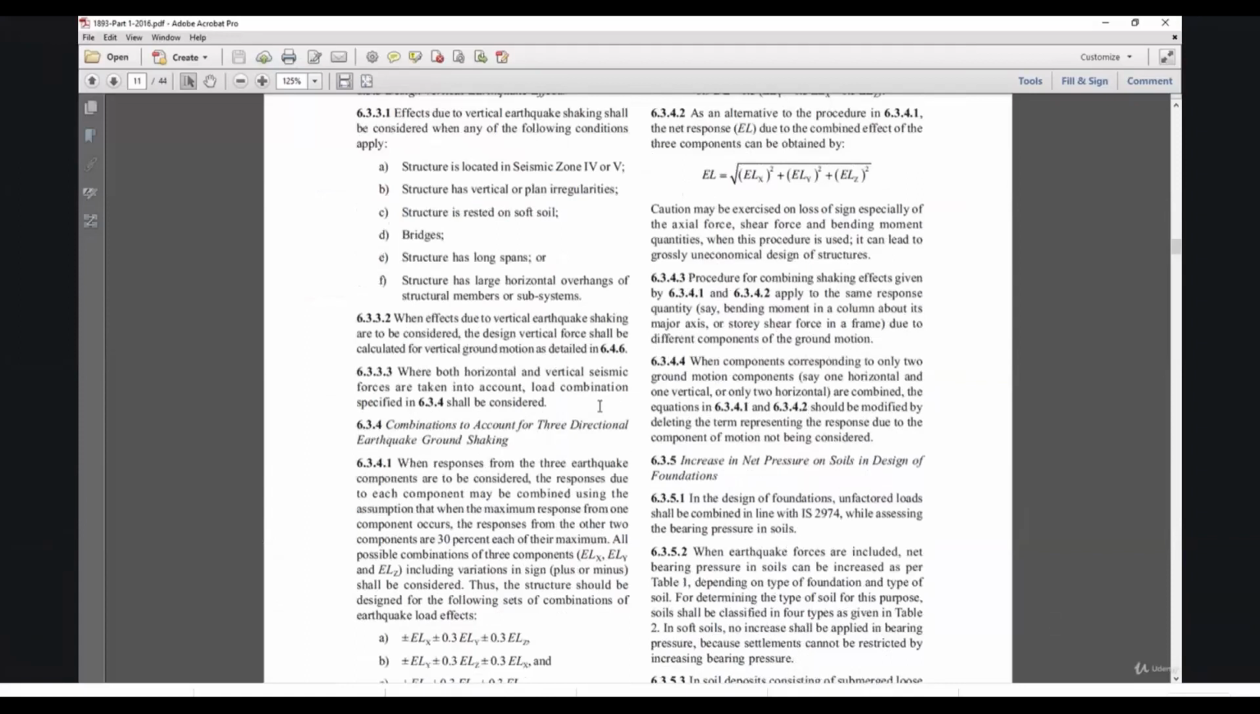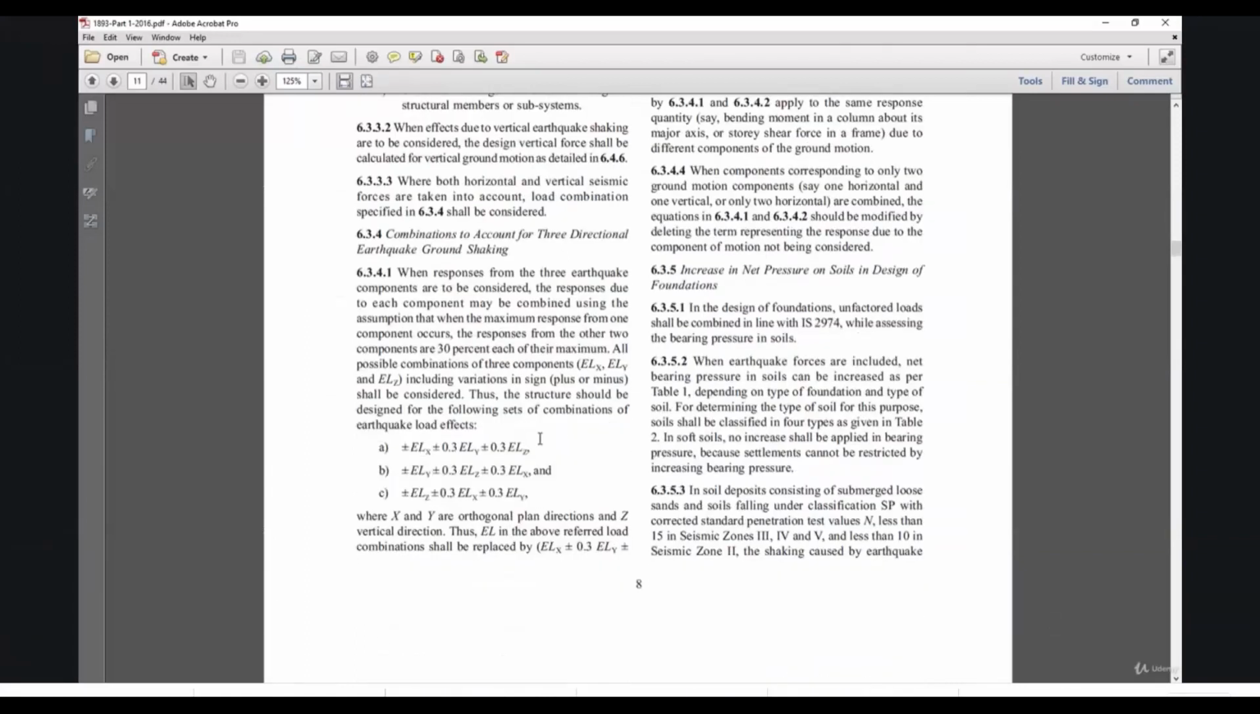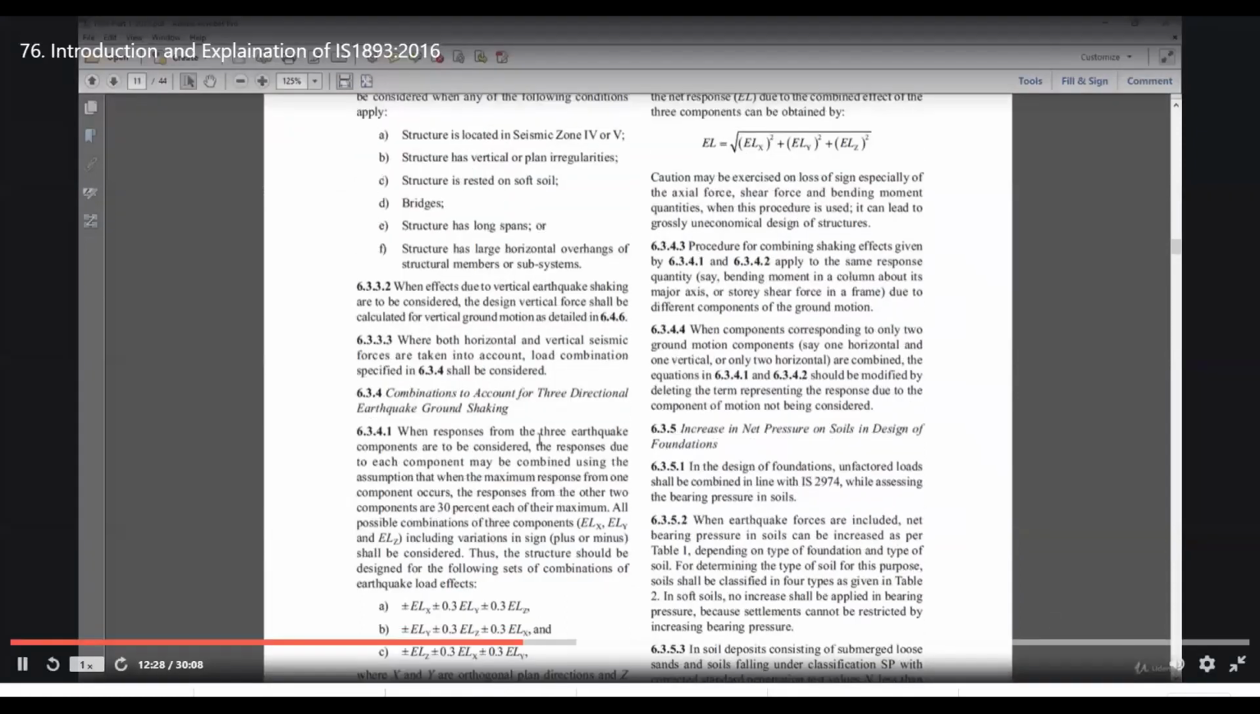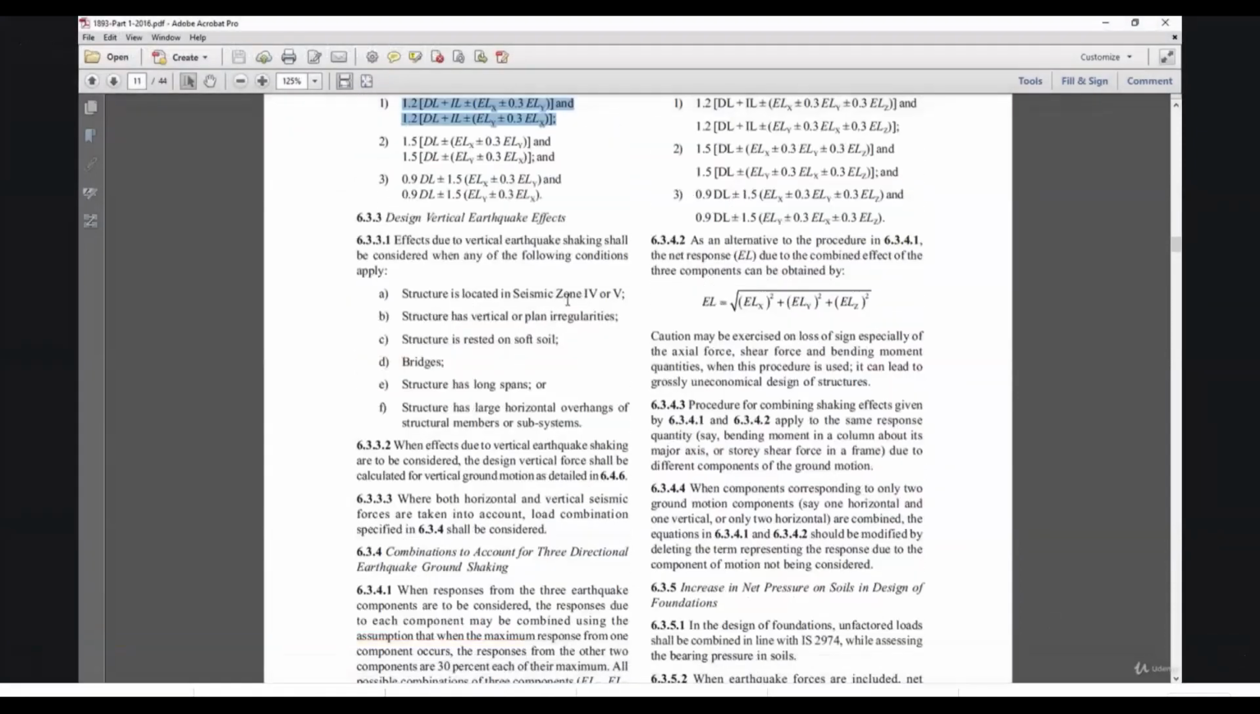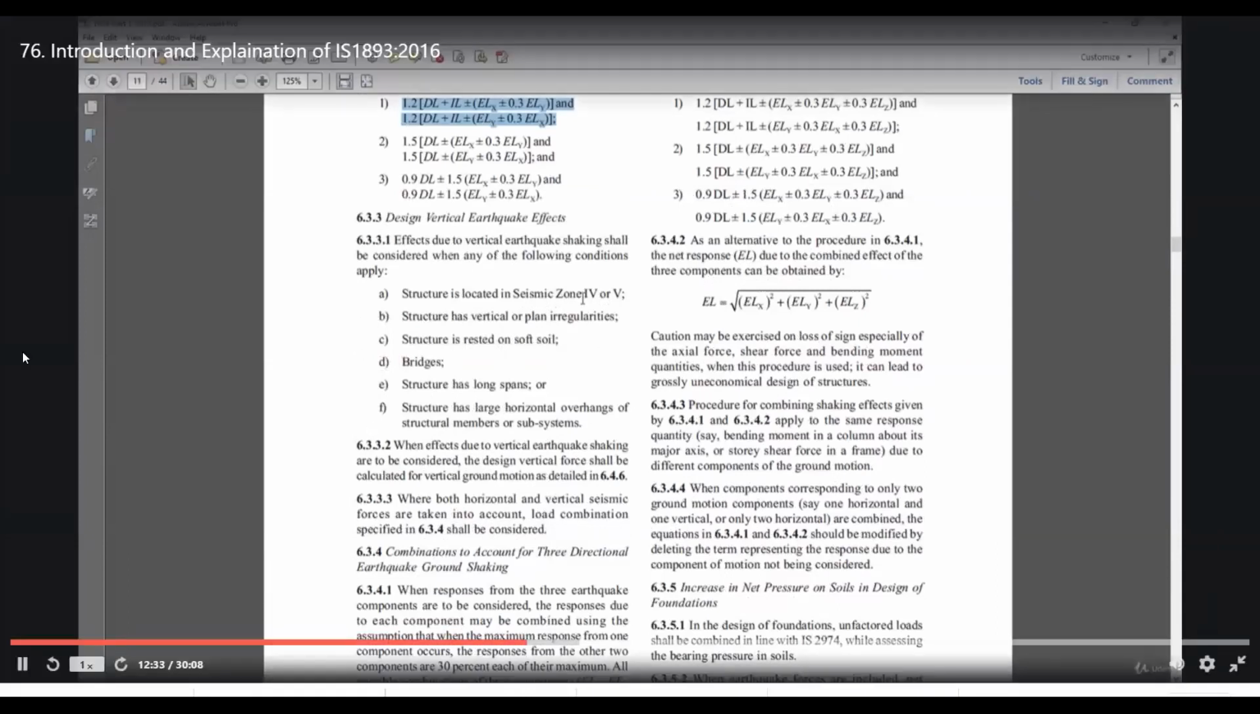So this is the guideline, and this type of loading shall be followed where the structure is non-orthogonal, in addition to the structure being in seismic zone 4 and zone 5, and all these conditions are satisfied for that.